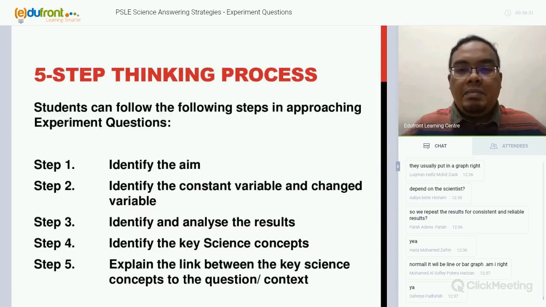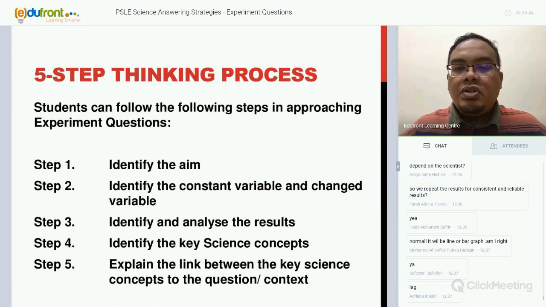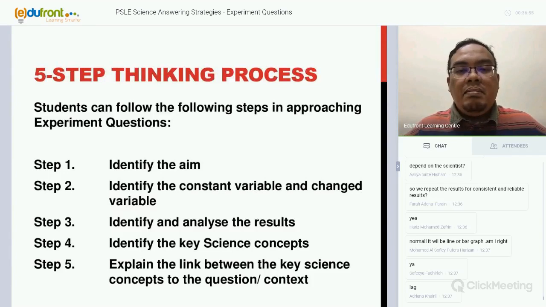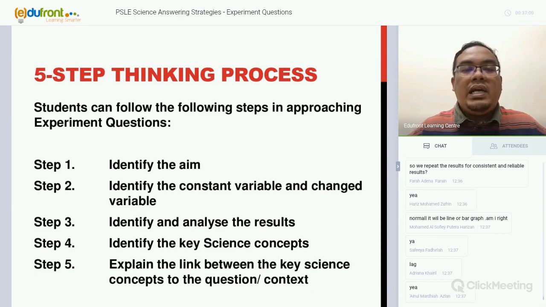If you see any experiment question, whether MCQ or open-ended question, I would like you to think of these five steps. When I teach my students, like during workshops or in our weekly classes, I give it in the form of a table, so you write the answer point by point. But in the PSLE exam that is not possible because you don't have the time. But this is the thinking process: when you see any experiment question, straight away in your mind, I want you to think of all of these 5 steps.